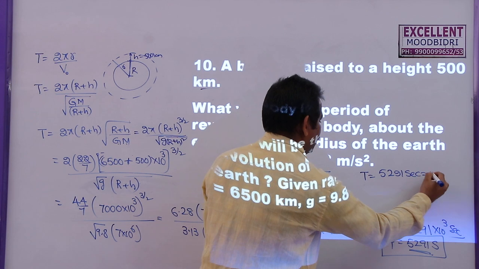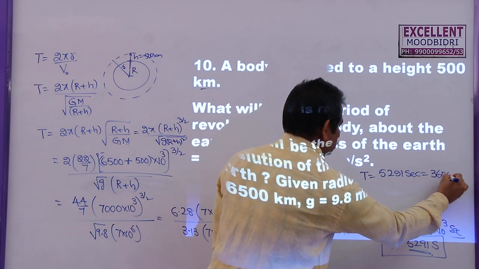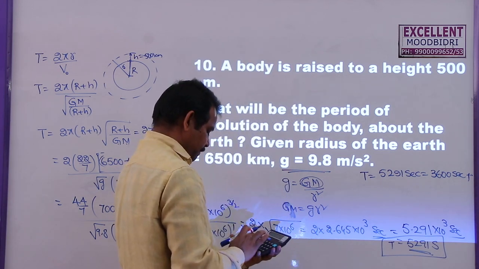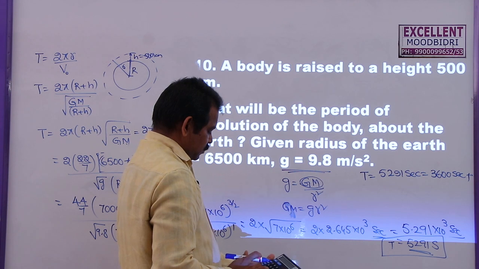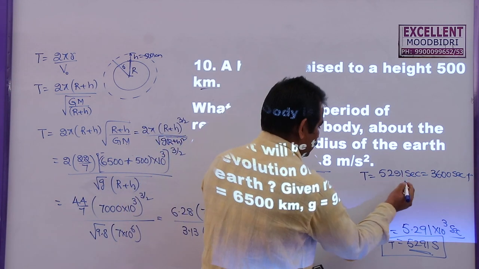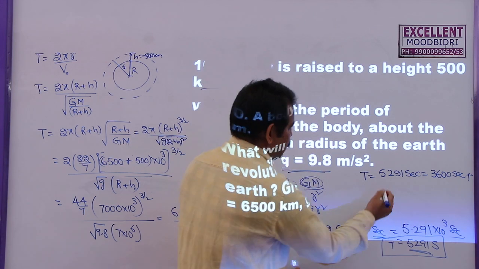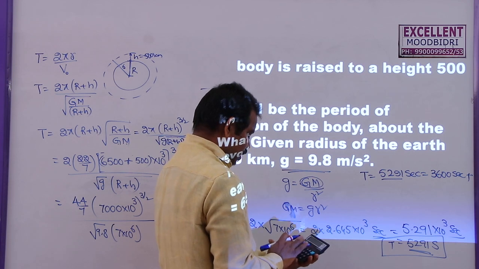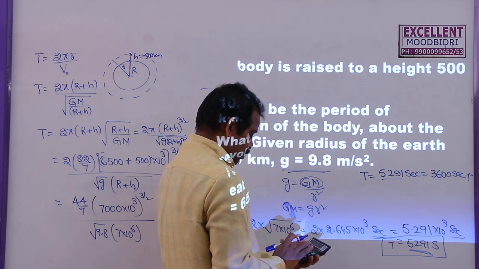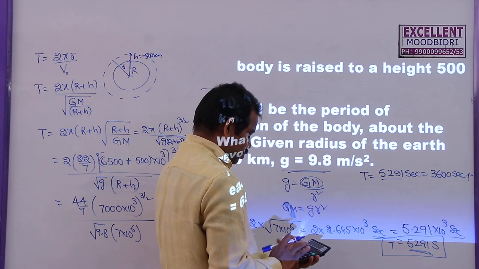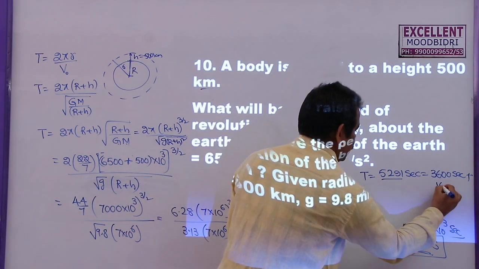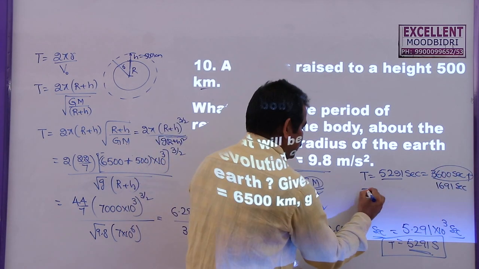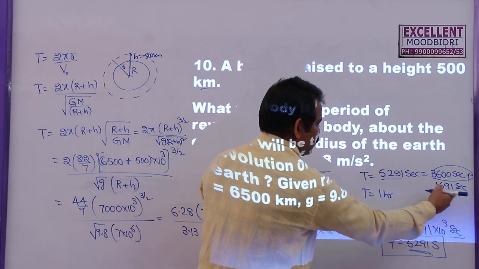5291 seconds, or this is 3600 seconds plus some other value. So what is this 5291 minus 3600? This will be 1691. So extra seconds are 1691 seconds. This 3600 is exactly equal to 1 hour. So the time period of this one is 1 hour 1691 seconds.